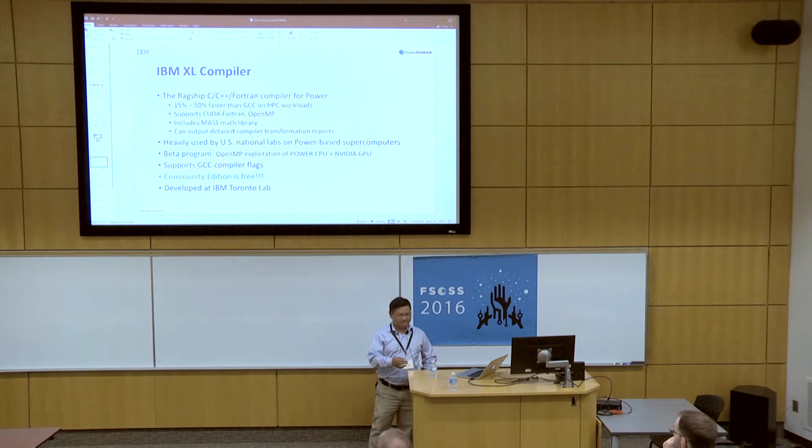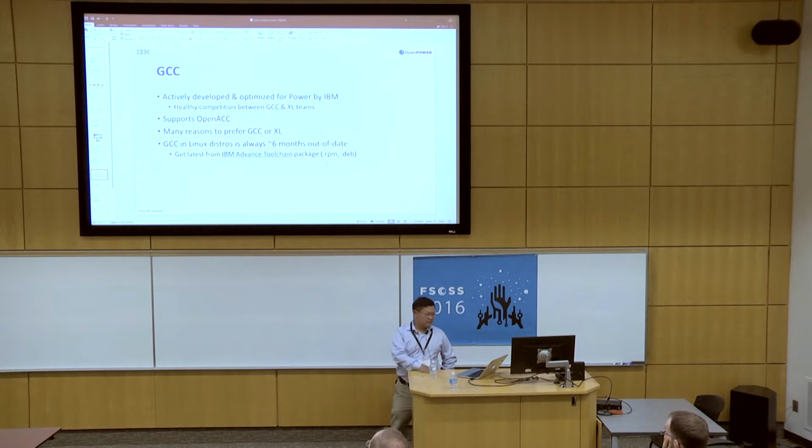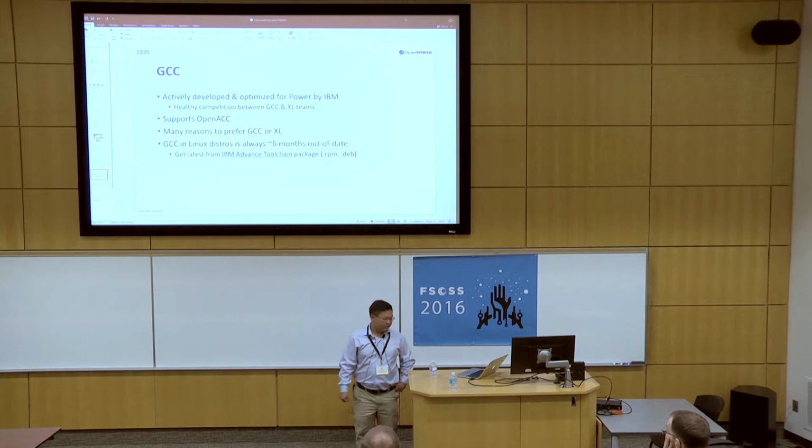So a lot of high performance computing applications, if you need it, link directly in. So you don't have to link math directly. Once you have your HPC application or math heavy application, it will compile fairly quickly. And of course, the community edition is free, so you don't have to pay for that. It's free software, but it's not open source software. And it's also developed at the IBM Toronto Lab. GCC is optimized at the IBM Toronto Lab.